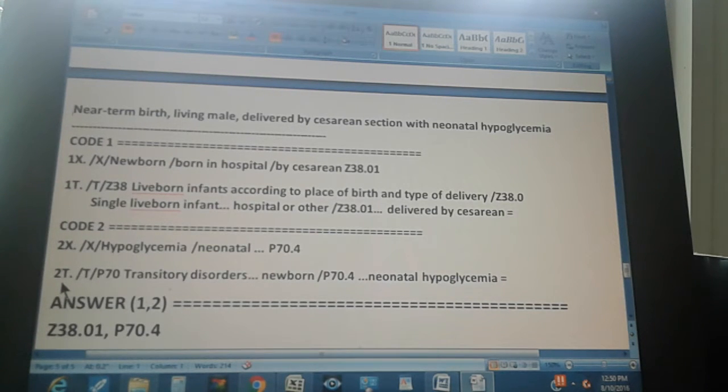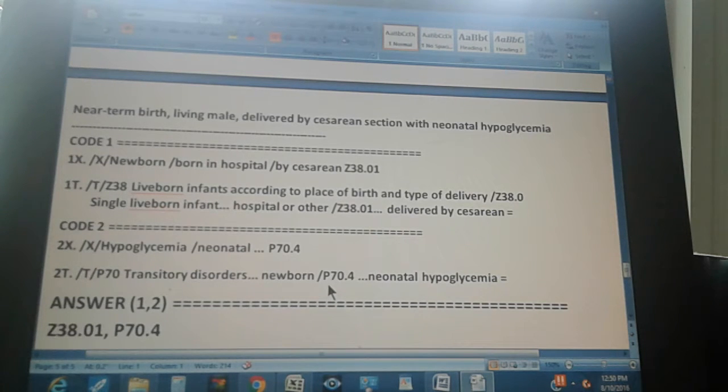Now we're going to check this code in the tabular. So the code 2 through the tabular is found like this. First you go to tabular. Then you go to P70. What's P70? Transitory disorders, newborn. Which means disorders that are only present in a short period of time. We explained that in the tips, that hypoglycemia in a newborn is present just in a short period of time. Once the baby is treated, the hypoglycemia disappears, right? So the category is correct.